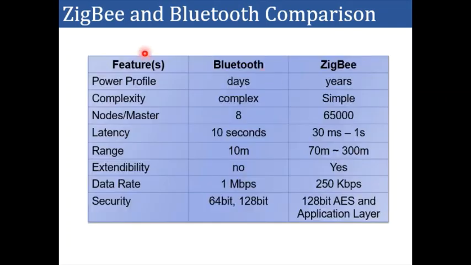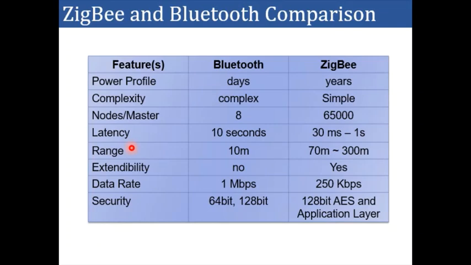As far as the other parameters are concerned, power profile in Bluetooth is lasting for days, while Zigbee is designed for low power consumption, and the power can last for years. Complexity: Bluetooth is complex while Zigbee is simple. Per master, Bluetooth supports 8 nodes while Zigbee supports 65,000 nodes. Latency: Bluetooth latency is in the range of 10 seconds, while in case of Zigbee it is 30 milliseconds to 1 second.